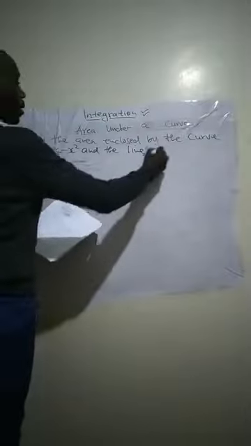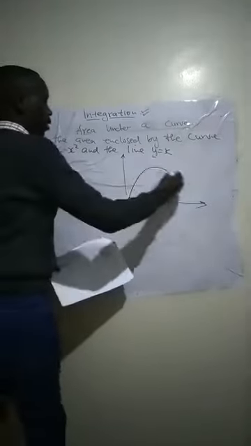That is number 4. You're told to find the area enclosed by the curve y equals 9x minus x squared, and the line y equals x.